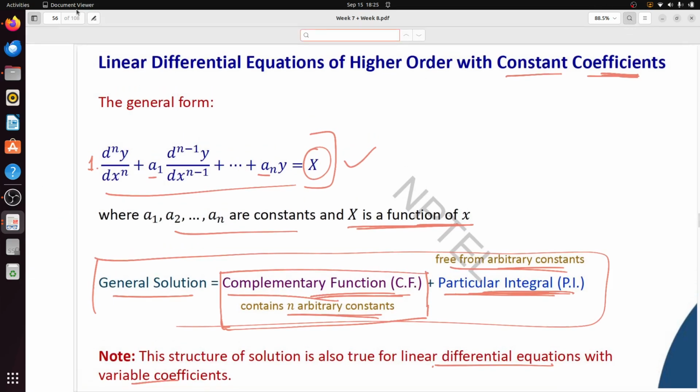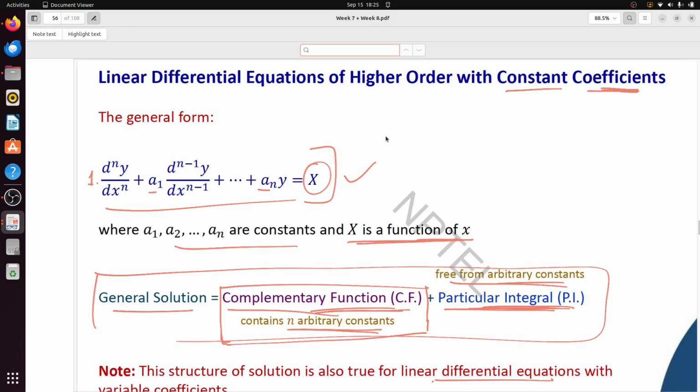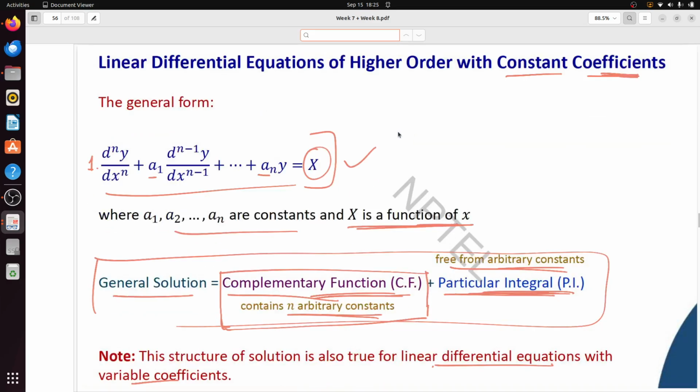What is linear? The linear thing is that if y equal to y1(x) is a solution, and y2(x) is also a solution, then c1 y1(x) plus c2 y2(x) will also be a solution of the differential equation, right? That is the core motive of linearity or a linear differential equation.